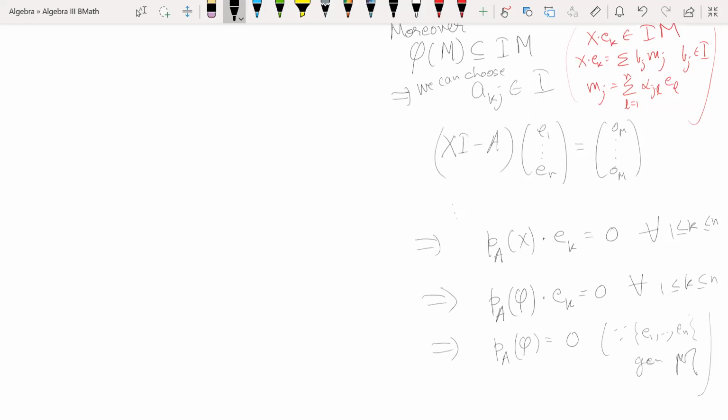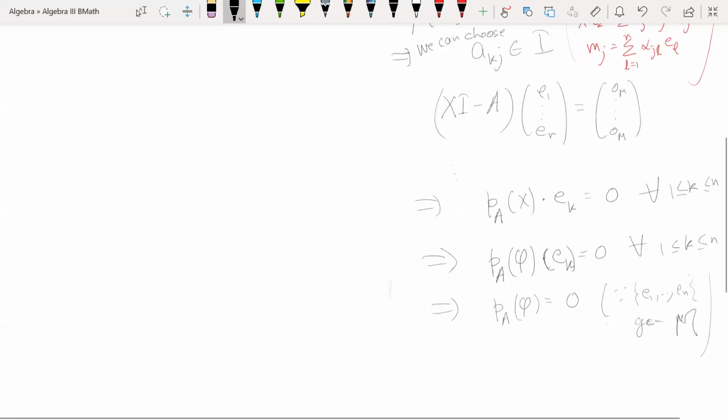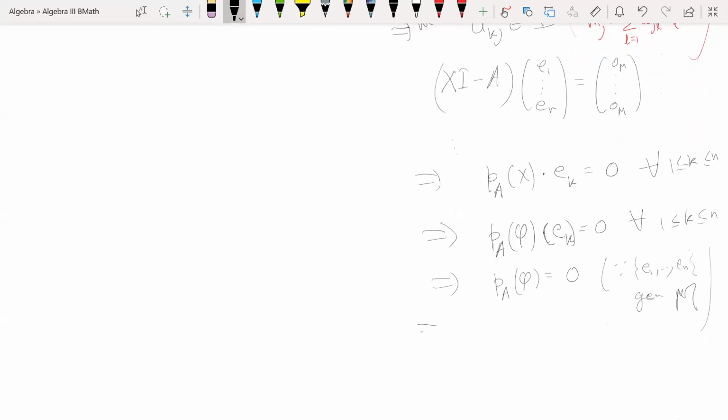So any element in M, you can write it as some linear combination of e1 to en. And since each of these e1 to en is sent to zero by p(e), that tells you... So this here, I should put in a bracket here. This is how the action works: you apply p(e) and then evaluate it at ek. And this is the R-module structure. This is the definition of that R-module structure, which implies p to the power n.